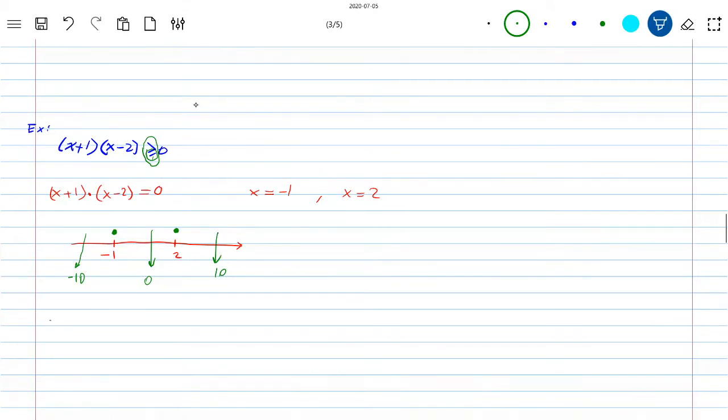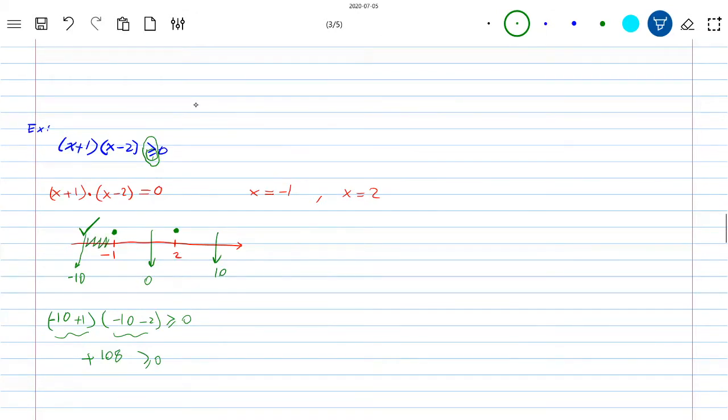-10 goes back into the original inequality. -10 plus 1 times -10 minus 2. Is it greater than or equal to 0? Left side, this is -9, and here is -12. Here's the problem: -9 times -12 is a big number. That's why picking -10 was not a good choice. But what I get is a positive value. -9 times -12, you'll get 108. Is 108 greater than 0? Yes, it is. So this section is an acceptable solution set.